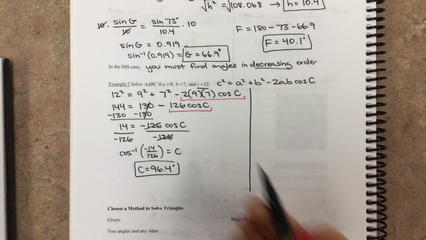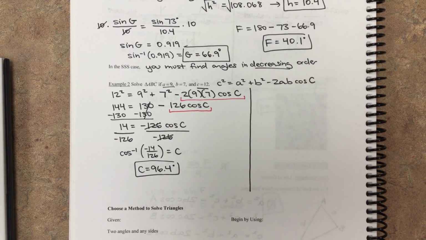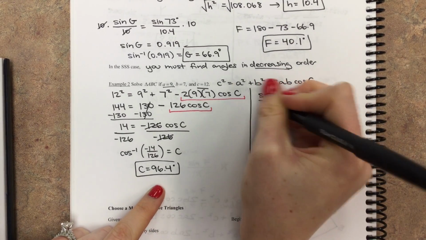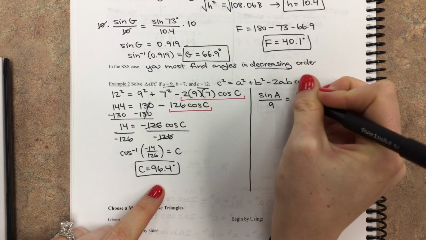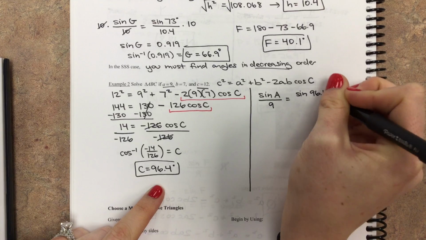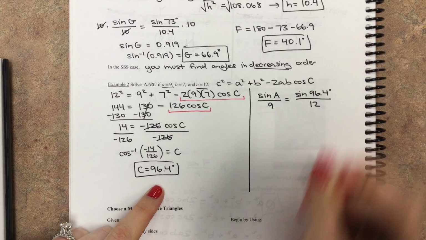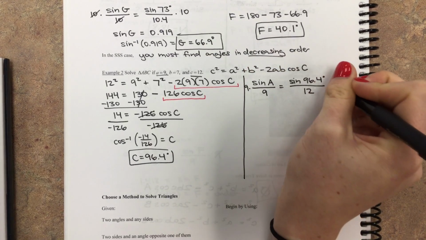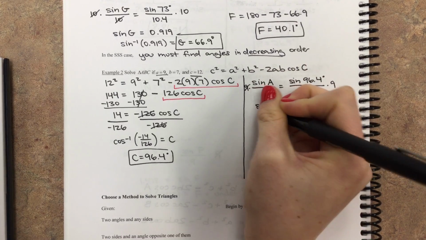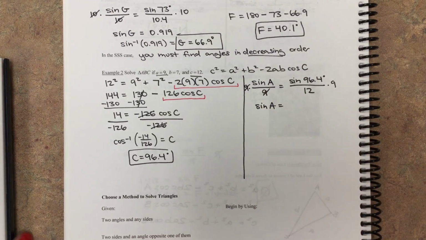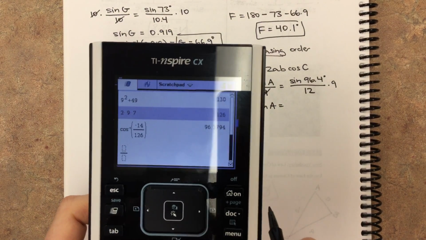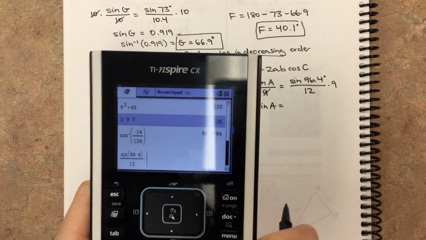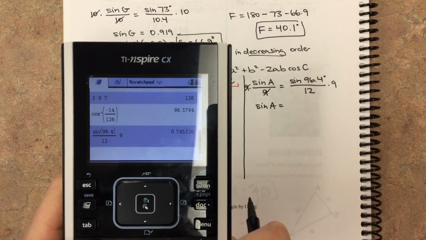To find the next one, go to the medium one. The medium one would be A. Now we're going to use the law of sines. It's a little bit easier to use. So sine of capital A, which is what we're trying to find, over little a, is equal to the sine of capital C, which is what we just found, over little c. Now we multiply both sides by 9, cancel this out, and we'll have sine of A equals the right-hand side, which I'll plug into my calculator. I've got the sine of 96.4, divide that by 12, and then multiply the whole thing by 9. I get 0.745.